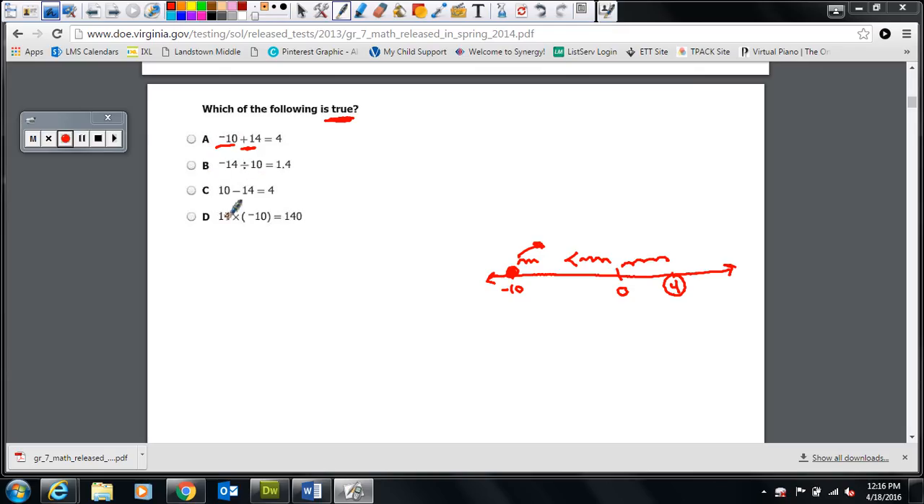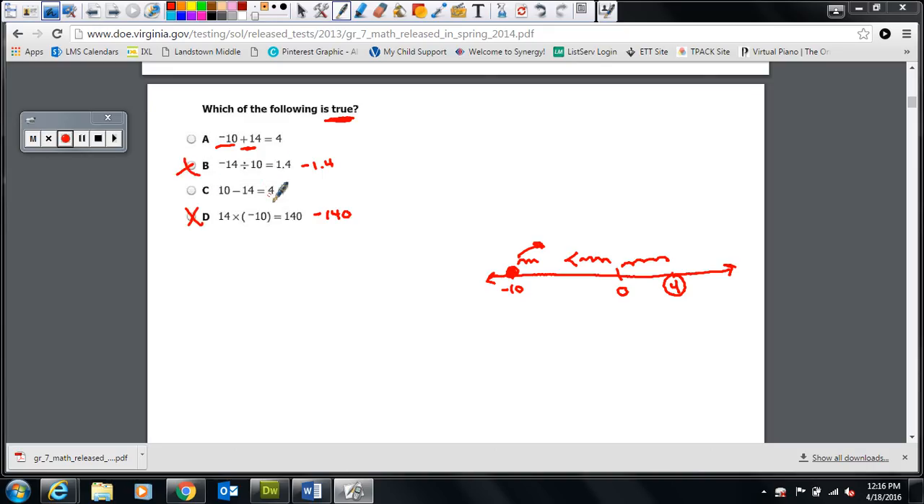B and D both are not possible because of the same reason. When you are multiplying or dividing positive and negative numbers, if one is a negative and one is a positive, or if one is a positive and one is a negative, it doesn't matter, then your answer should come out to be a negative answer. So negative 14 divided by 10 should be a negative 1.4. 14 times negative 10 should be a negative 140. But because there are no negatives in your answers, you can cross those two right off the list.